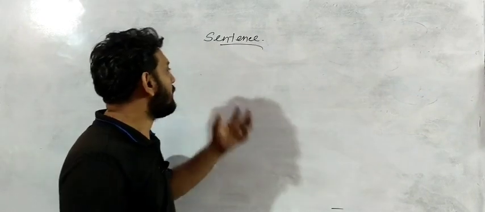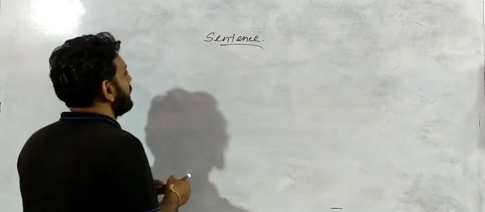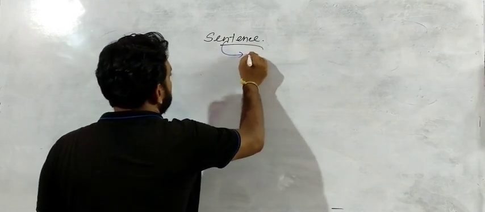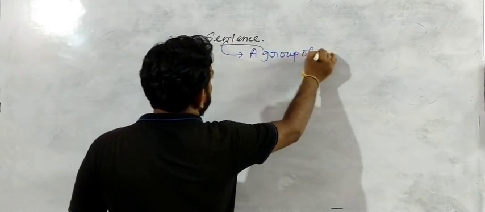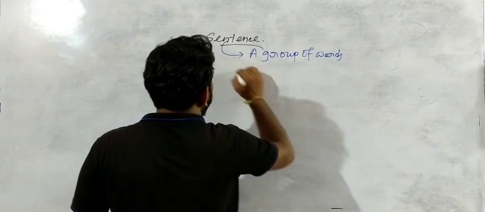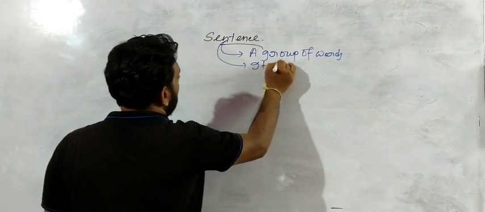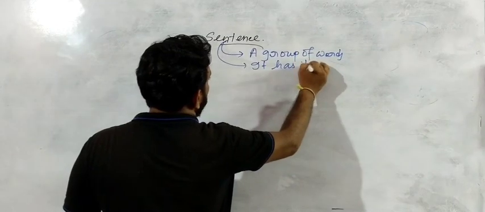So that means I can write very simply that sentence is a group of words. First of all, it is a group of words. Yes or no? And it has its own meaning.